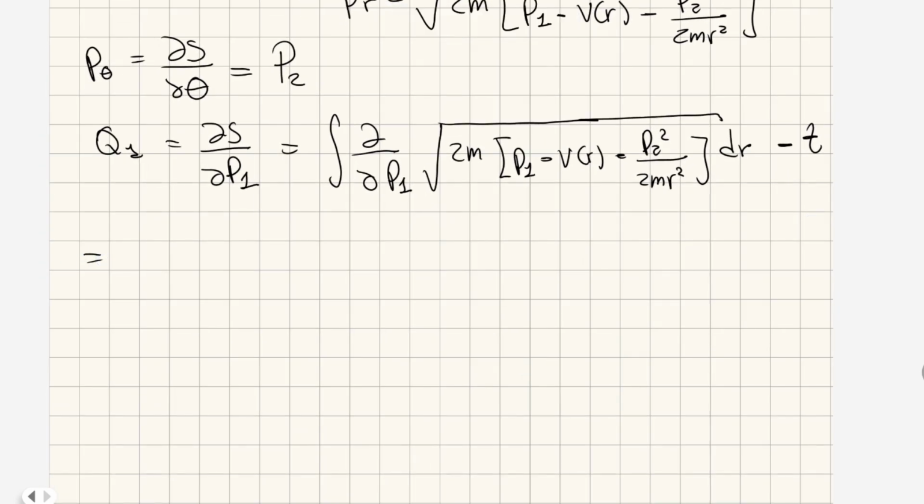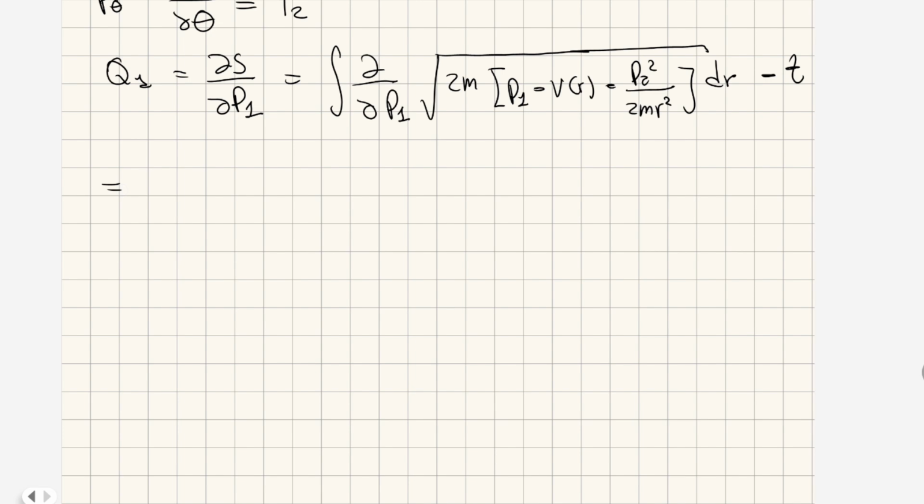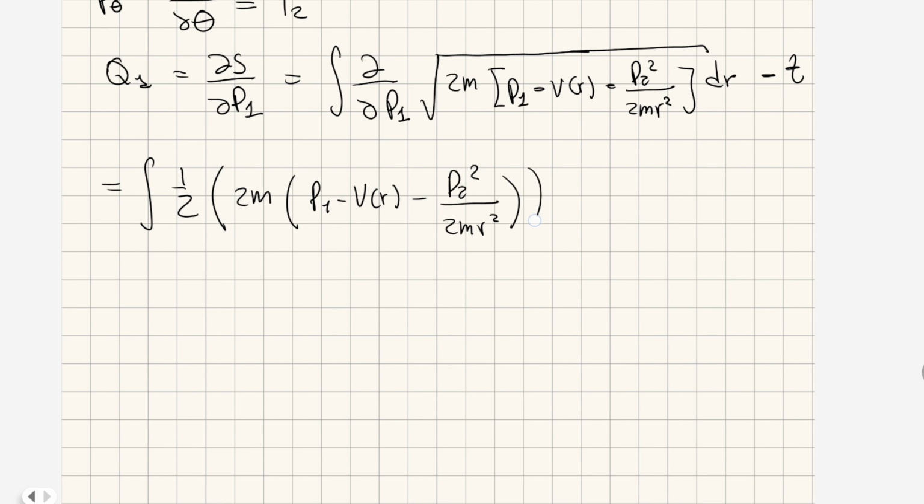Okay, so what happens if we calculate this derivative? We are going to get the integral of 1/2 times 2m that multiplies p1 minus b of r minus p2 squared divided by 2mr squared, all this raised to the negative 1/2. And then the derivative with respect to p1 of what is inside of this, but that will be 2m, so we will get 2m here.